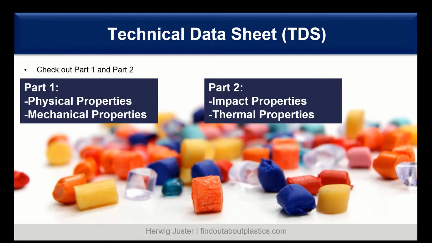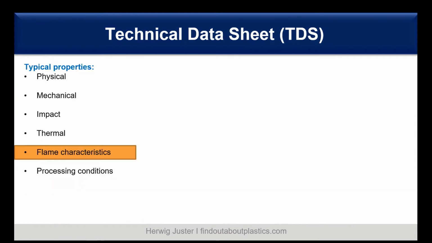So just a quick reminder of the previous parts. Part 1 was physical properties and mechanical properties, and part 2 was the impact properties and the thermal properties. Both parts are linked in the description below. Okay, let's start with the flame characteristics.